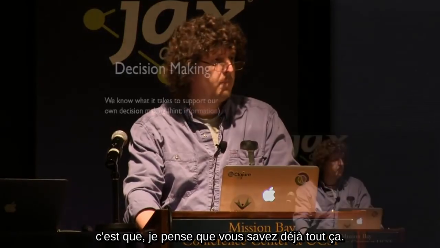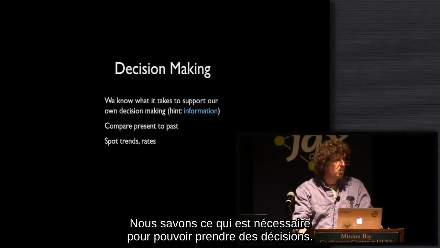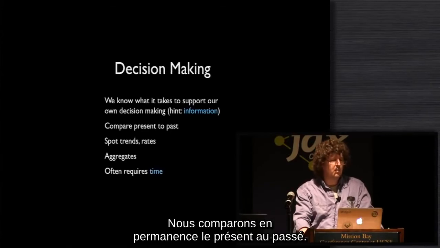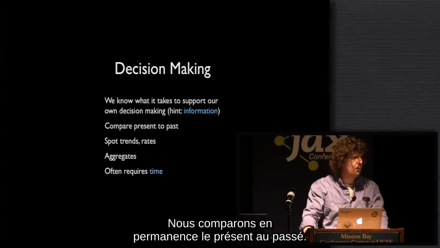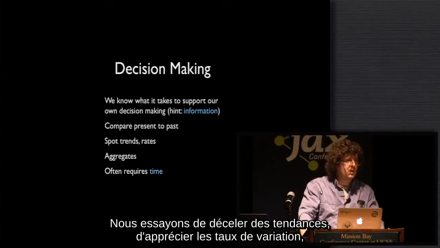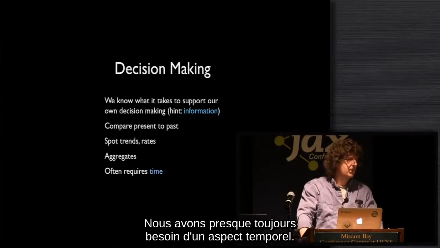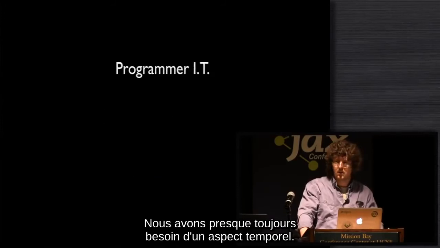So one of the great things about this talk is I think you all already know this, right? Because we do decision making, right? We know what it takes to support our own decision making. We're constantly comparing the present to the past, right? We're trying to spot trends. We're trying to see the rate of change. We need to add stuff up that's happened over time. We almost always need a temporal aspect, right?